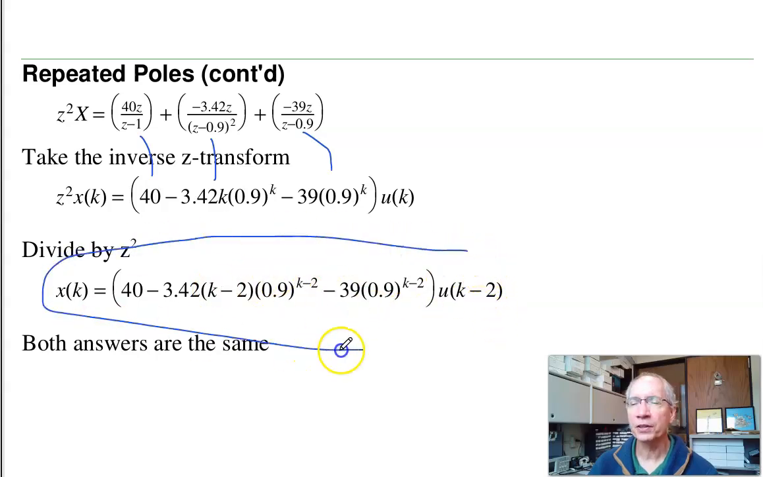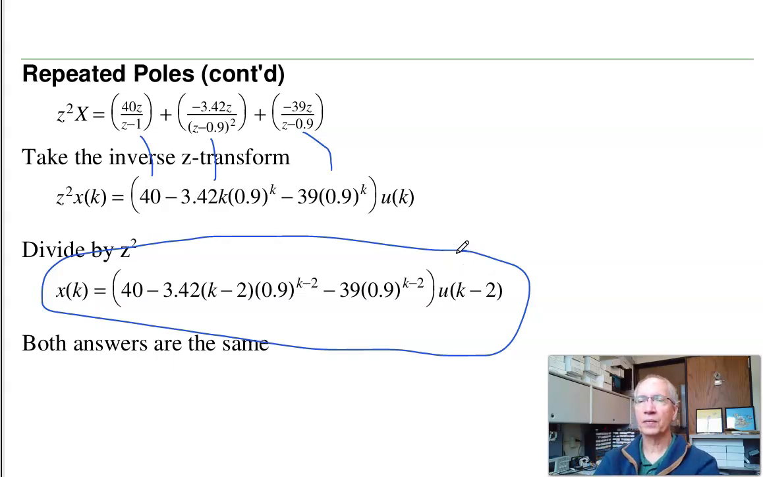Here is another version of the answer. Now both versions are correct. It's kind of a matter of preference.